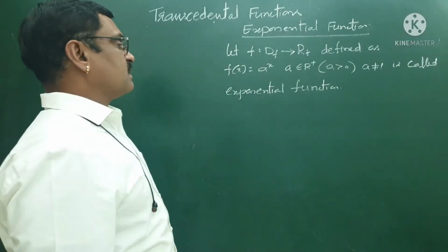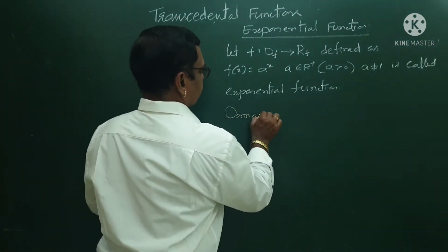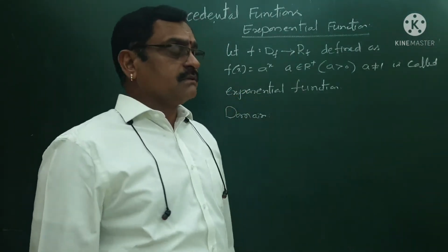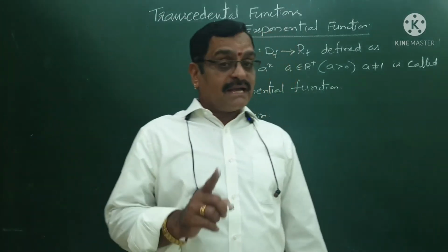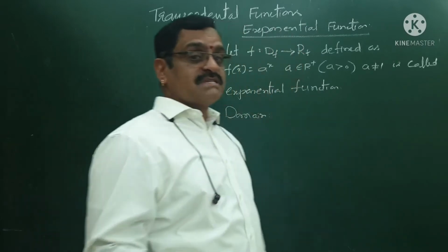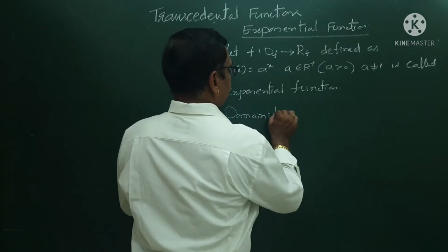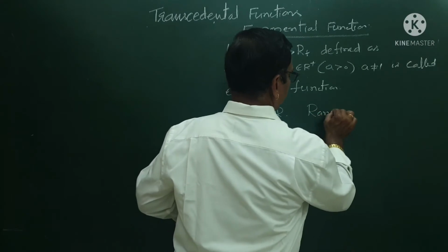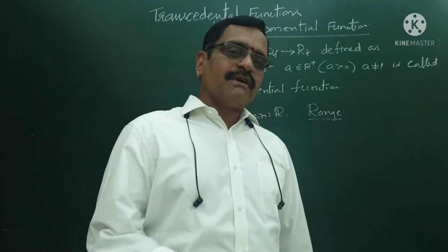So the definition is over. Then what is the domain? For f of x, the working rule is a power x. This working rule accepts every real number as input. That means the domain of this function is the real number set without any restriction. So my domain is the real number set. Now the range. To find the range, let us draw the graph for this function.